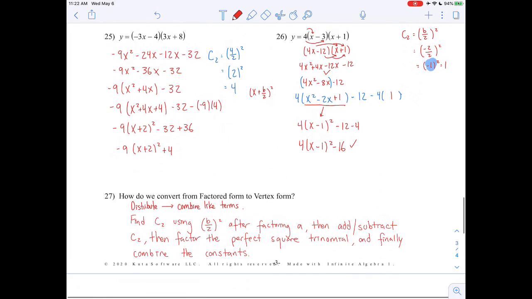And really, to think about converting from factored to vertex form, we want to distribute and combine like terms to get into standard form here. And then we want to find C2 using that equation after we factor out our lead coefficient of A. And once we have found C2, we want to add it and subtract it inside the parentheses and then subtract it outside the parentheses with that lead coefficient accounted for. That's going to be important that you configure that. From there, you can factor your trinomial inside the parentheses into a perfect square using the pattern x plus b over 2 squared, and then combine like terms as necessary.